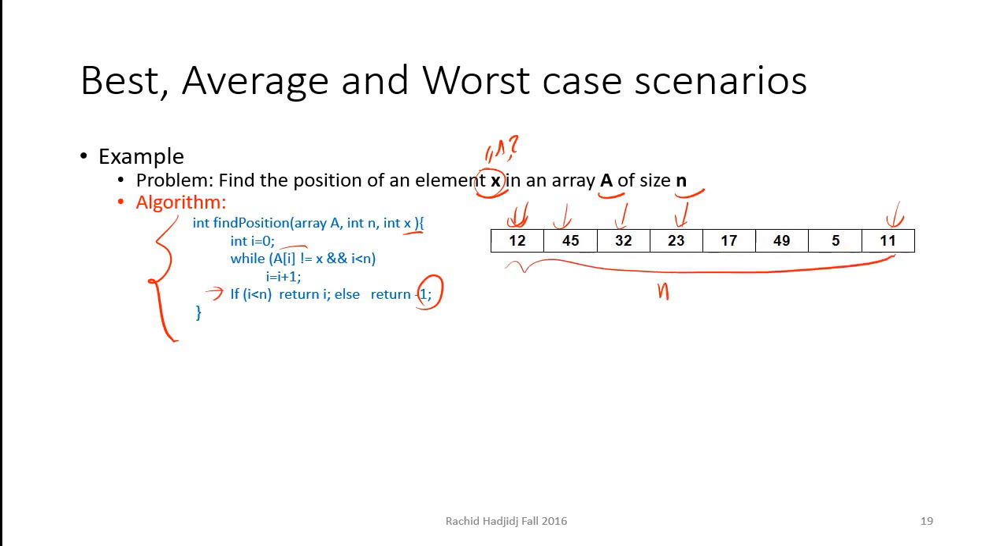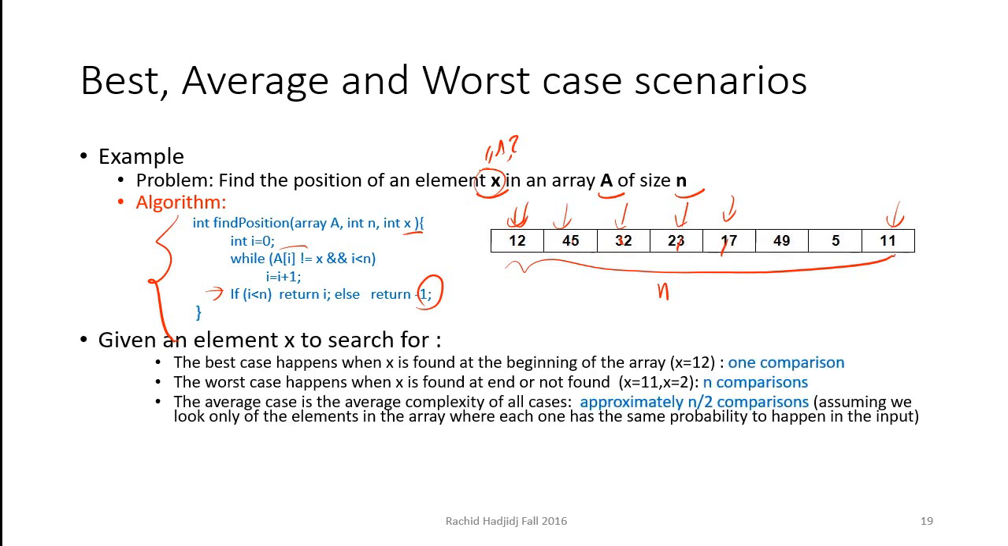So we have different complexities depending on the value of x. If you give me, for example, 17, the number of operations is going to be what? 1, 2, 3, 4, and 5 operations, etc. So it depends on the input. So in general, we have three cases. We have the best case scenario. The best case scenario happens when x is equal to 12 here, and we just do one comparison. So the best case complexity is 1, only 1.